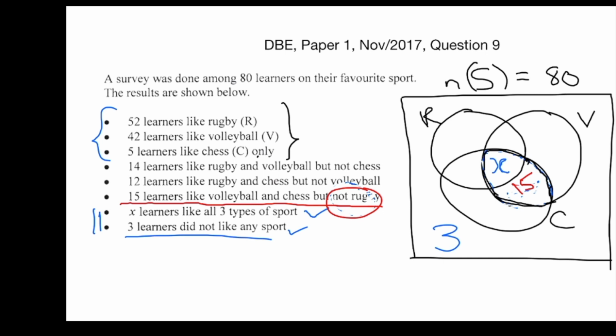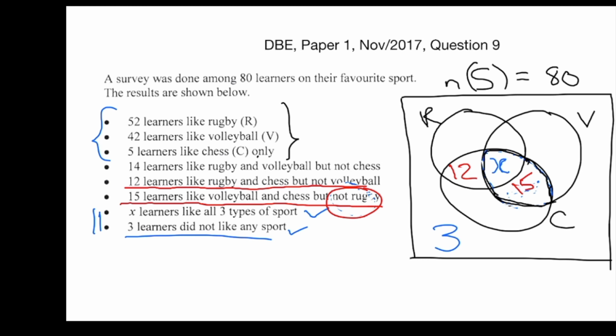Right, let's go up to 12 there. It says 12 learners like rugby and chess, but not volleyball. So rugby and chess, but not volleyball. So 12 should be here. These 12 like rugby and chess, but not volleyball.